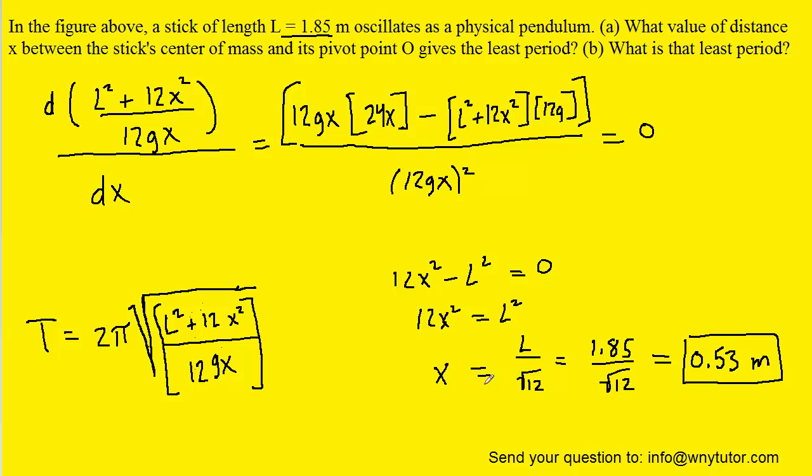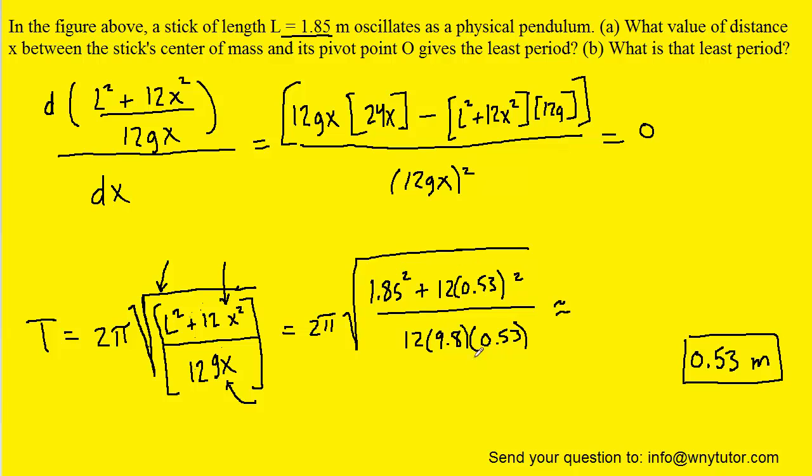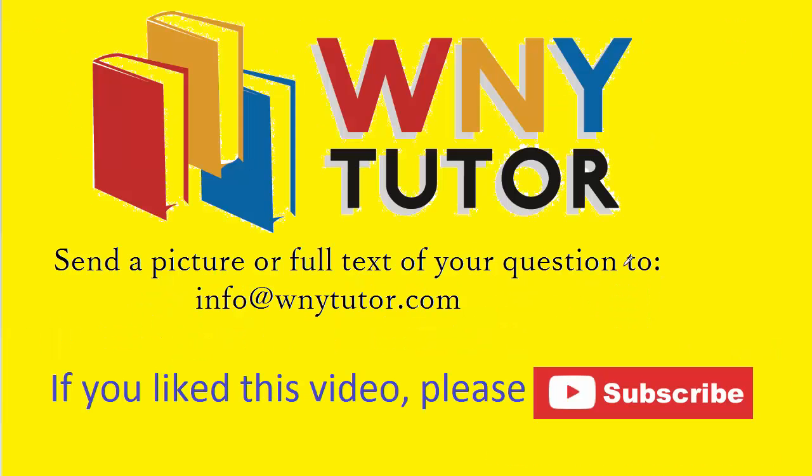Now, in part B, to actually calculate the value of the period, we simply have to come back to our period equation. We'll plug in the value for L as well as the x that we just found in both the numerator and then the x also in the denominator. And when you carefully simplify that on your calculator, you get a period of approximately 2.1 seconds. And that is the correct answer.